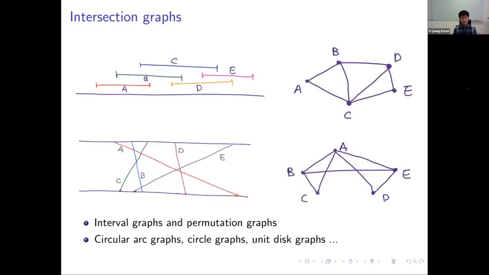Okay, let me start with intersection graphs. As you know, intersection graphs are graphs whose vertices are represented by a set, so that two vertices are adjacent if and only if the corresponding sets intersect. The first example is interval graphs, where vertices are represented by intervals on a real line, so that two vertices are adjacent if and only if the corresponding sets intersect. The model below is permutation graphs, where each vertex is represented by a segment between two given parallel lines, and we obtain an intersection graph from them. These two are the most famous, but there are lots of intersection graphs, like circular arc graphs, circle graphs, unit disk graphs, rectangle graphs, and so on.